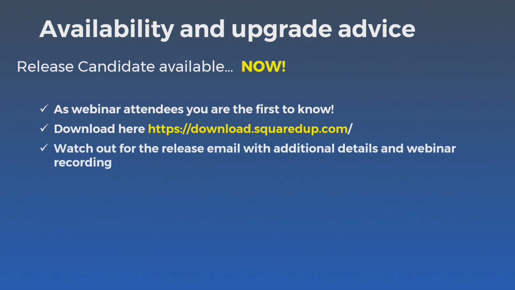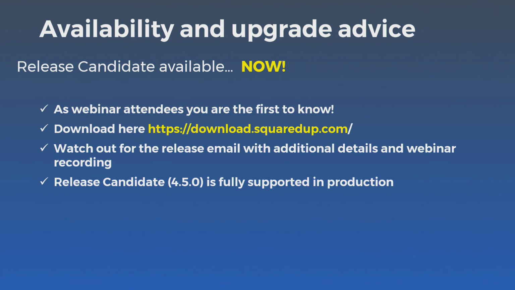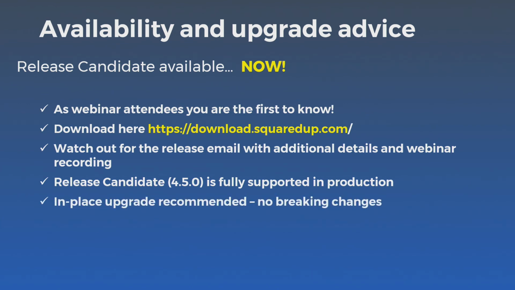That's where it's available. We will be sending out a release email with a recording of this webinar and how to get hold of the product. It's fully supported in production. So we recommend an in-place upgrade. We're not aware of any breaking changes, so we're very happy to support in-place upgrades. And as always, we will give priority support for anyone using the release candidate, because we are very, very keen to hear about any bugs that may have made it through into this release candidate.